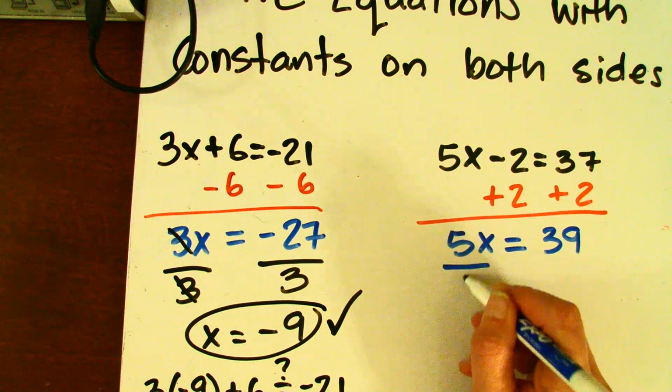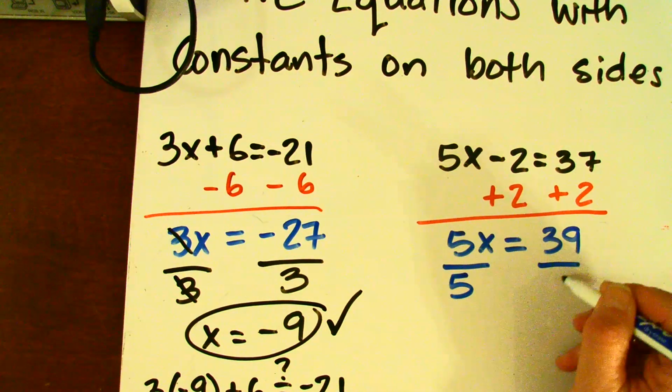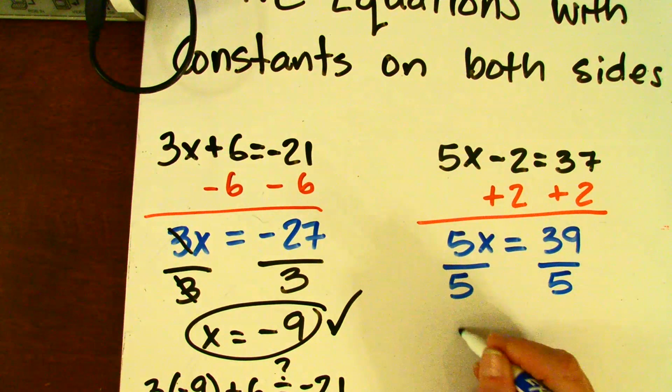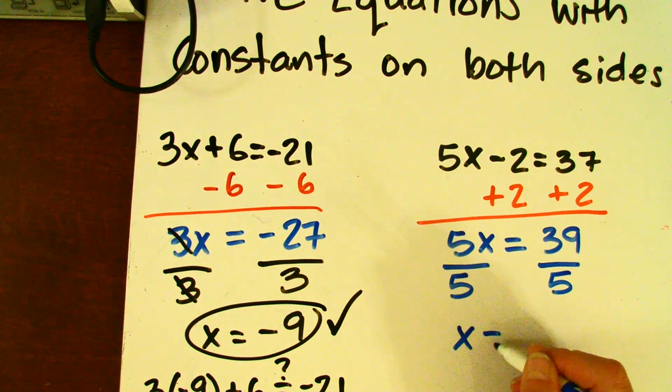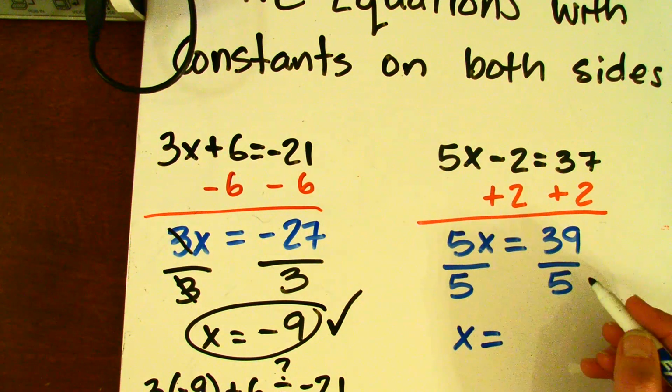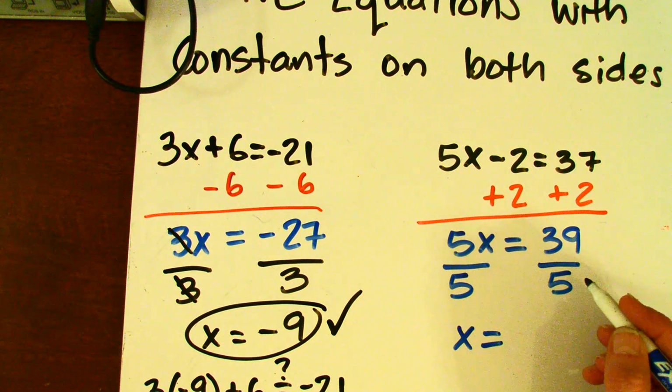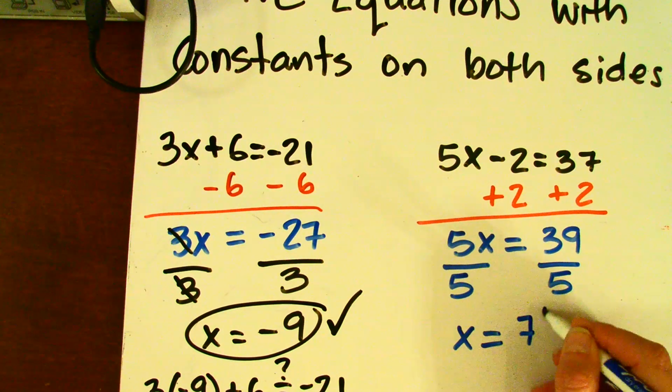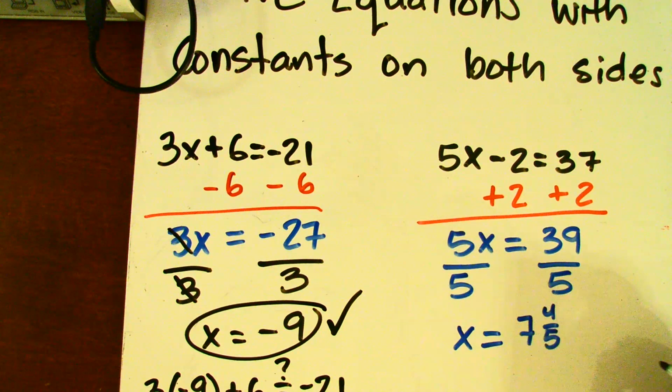Now I'm going to divide by 5. And I'm going to be left with 39 fifths. As a mixed number, that's going to be 7 and 4 fifths.